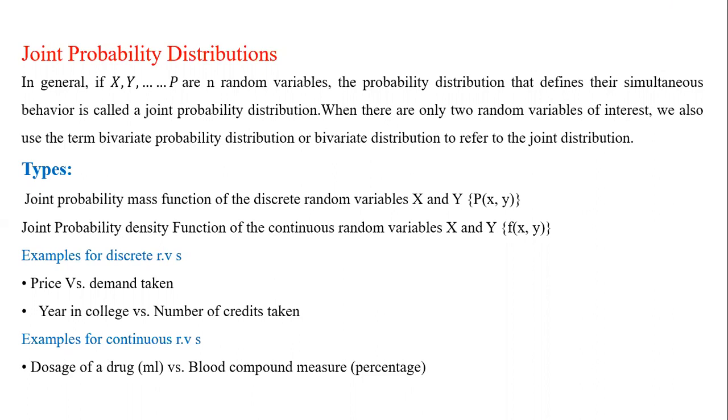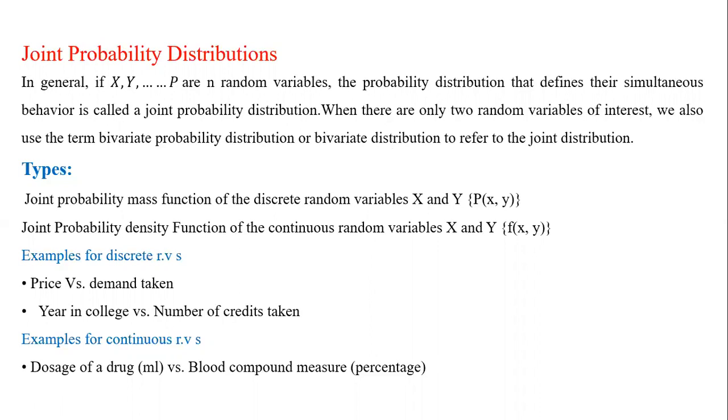In general, if X, Y, and so on, up to P are n random variables, the probability distribution that defines their simultaneous behavior is called a joint probability distribution. When there are only two random variables of interest, we use the term bivariate probability distribution or bivariate distribution to refer to the joint distribution.